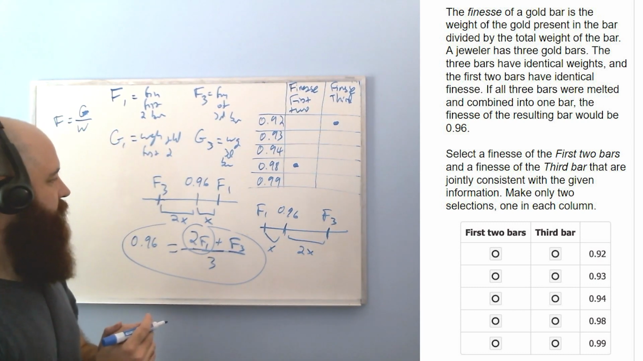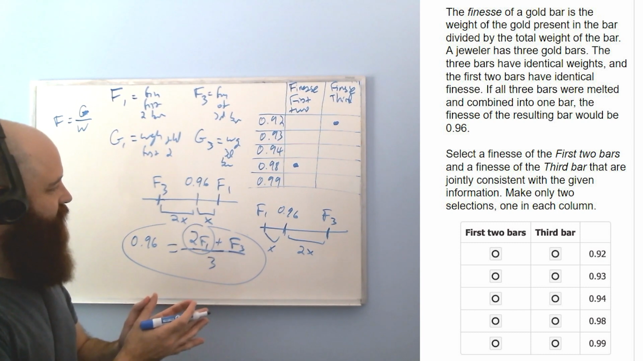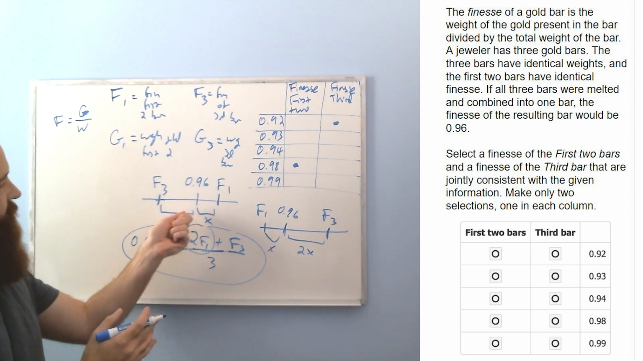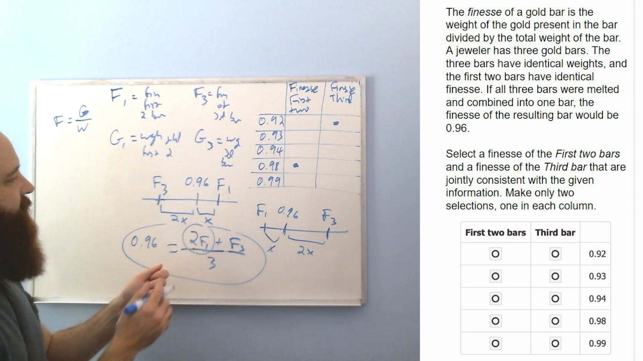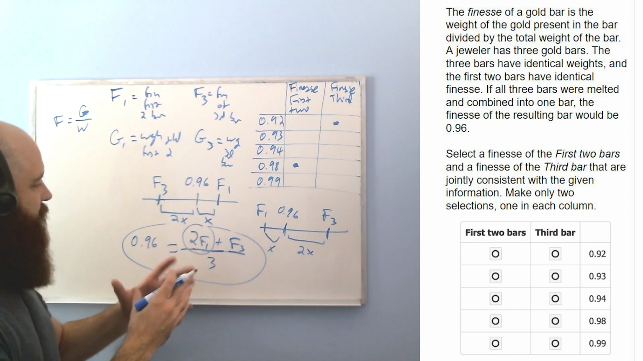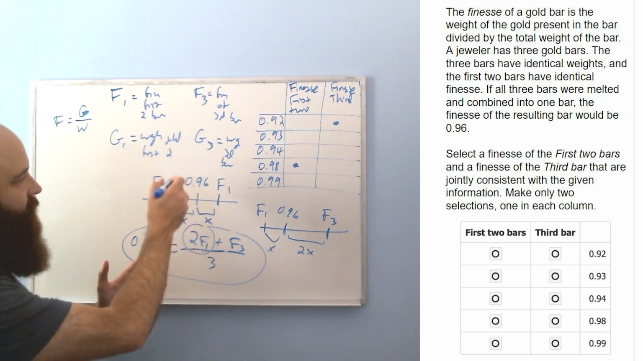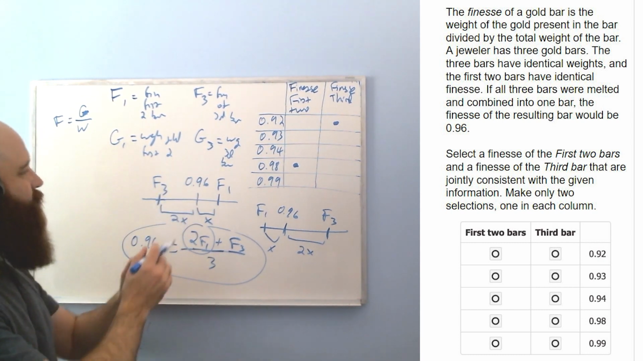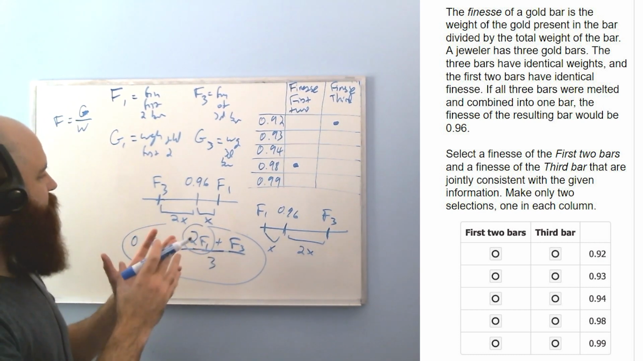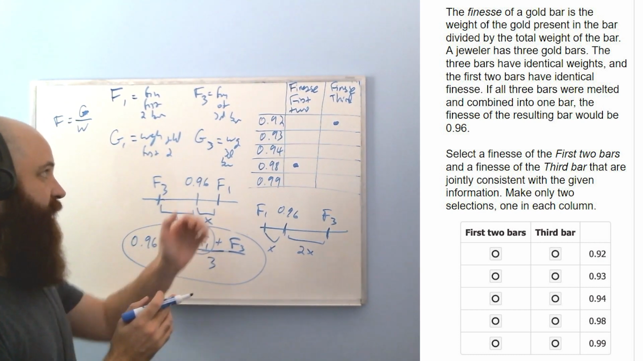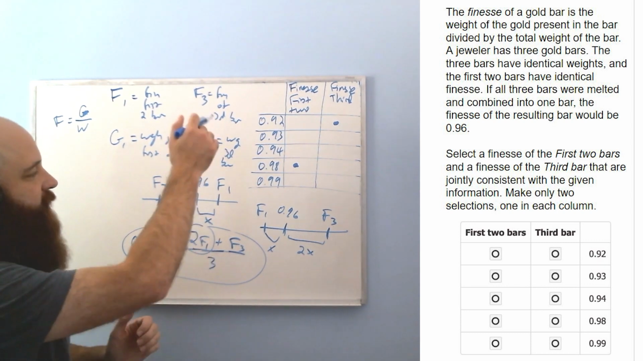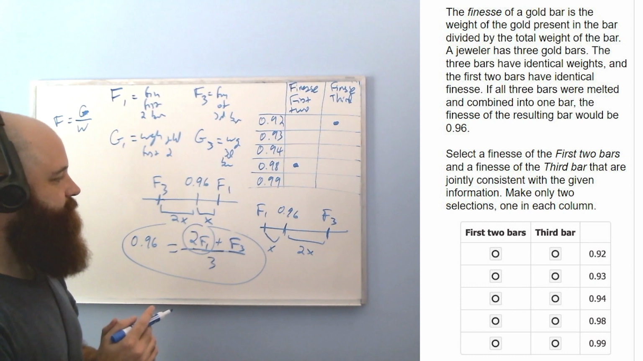Okay, now what can I draw from this? Well, similar to the last one, if f3 is 2x away, then I know that distance is going to have to be an even number. So I'm going to be subtracting an even number from 0.96. So similar logic, I can realize f3 is going to have to be even. That limits me. I can get rid of 0.93 and 0.99. So f3 has to be one of those even ones.